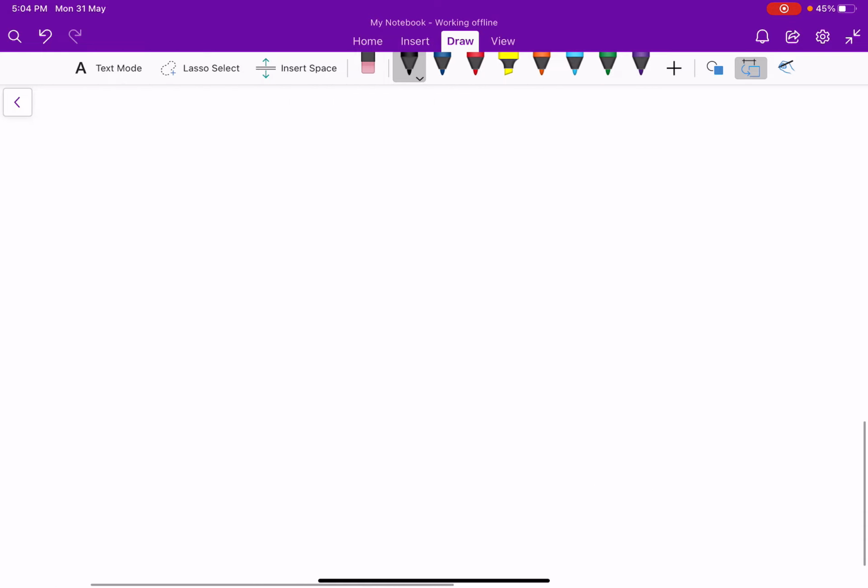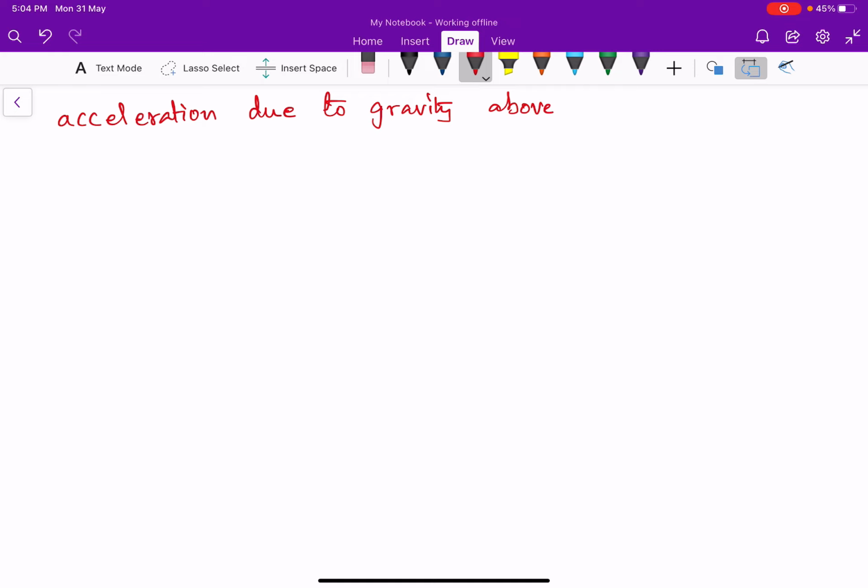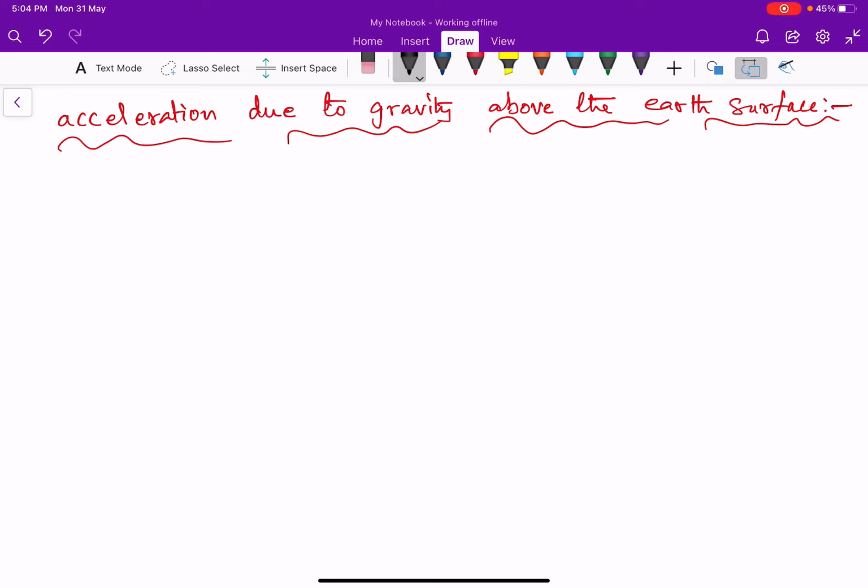Now, acceleration due to gravity above the earth surface. Okay, now I am taking the earth surface like this, and this is nothing but the center of earth, and I am keeping the particle just above the surface of earth, which is outside the spherical shell. So when the particle is outside the spherical shell, the net force acting on the particle is as if the total mass of the spherical shell is concentrated at the center of the earth.